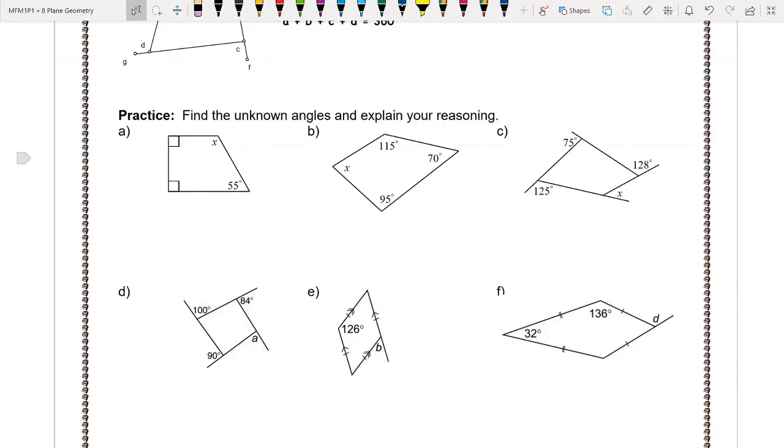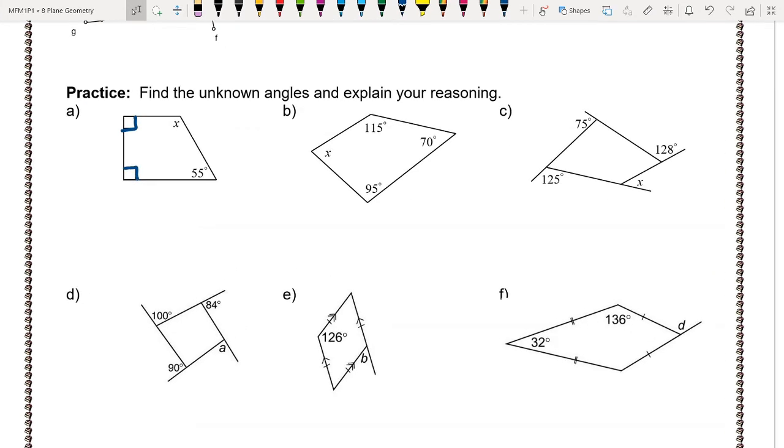Looking at question A, I can see that the shape is a quadrilateral. I can also see that the quadrilateral has two angles which are 90 degrees. So I know three angles of the quadrilateral, and I'm trying to find the fourth angle. What do I know about quadrilaterals that's relevant to solving this problem? I know that the sum of the interior angles of a quadrilateral is 360. Therefore, to solve this question, I simply do x is equal to 360, subtract 90 for one angle, 90 for the other angle, and 55 for the third known angle. And I then get 125 degrees.